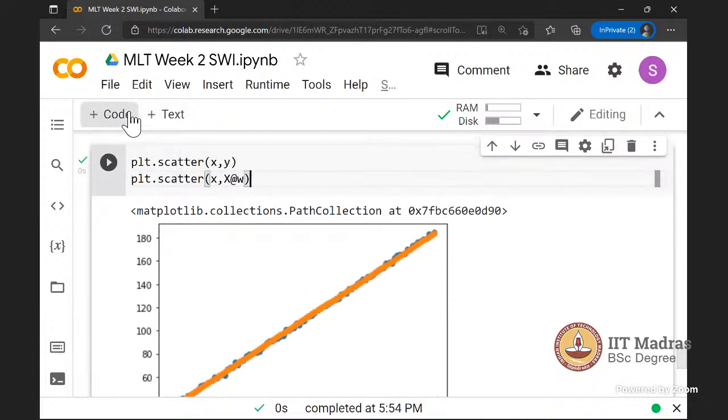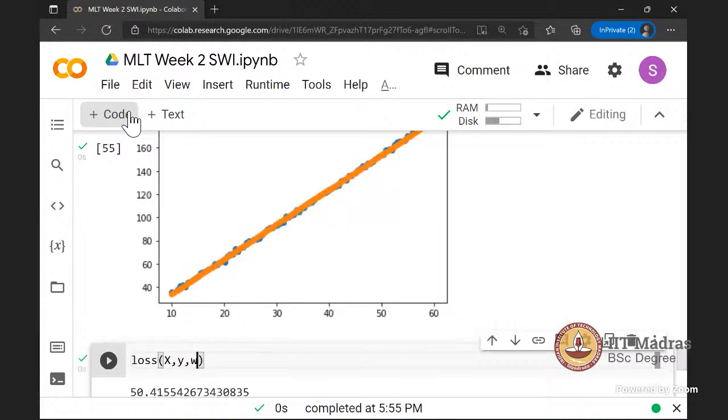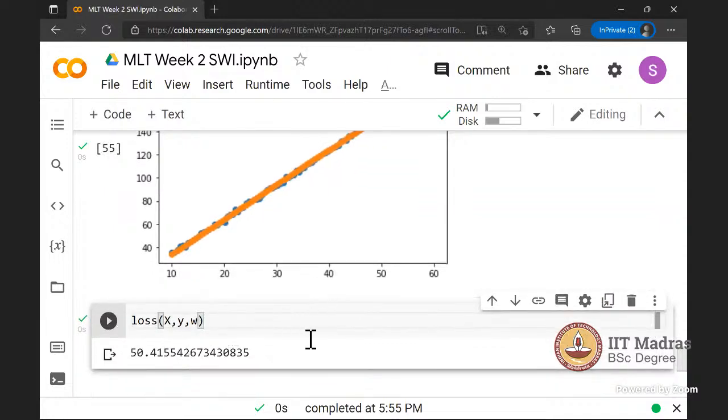And we can also compute the loss of this model, which is around 50 units. This is the sum of squared loss. So it is quite low compared to the losses that we got earlier, like 35,000, 3,500 and then 1,800. So now we have only 50.